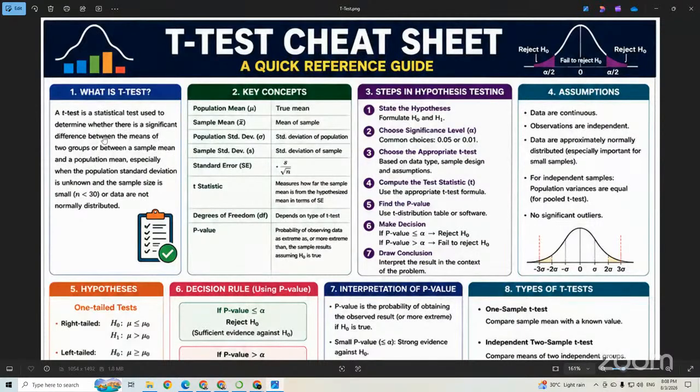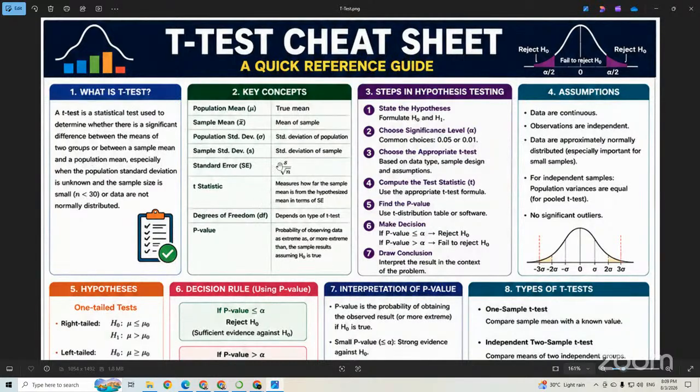What is a t-test? A t-test is a statistical test used to determine whether there is a significant difference between the means of two groups, or between a sample mean and the population mean, especially when the population standard deviation is unknown. This is the condition when the sample size is less than 30, or data are not normally distributed. So this is the condition when you can apply this t-test.